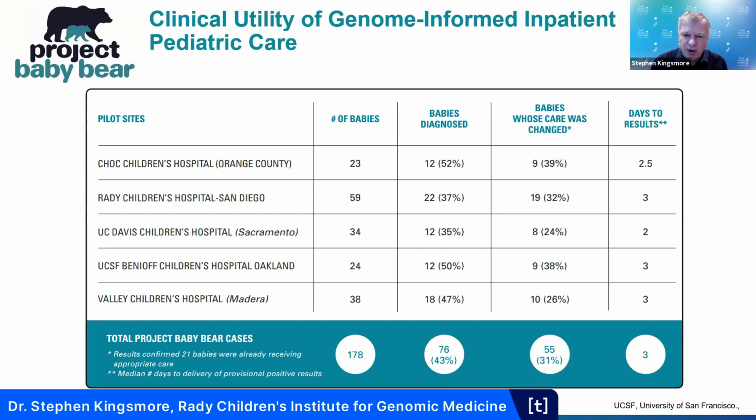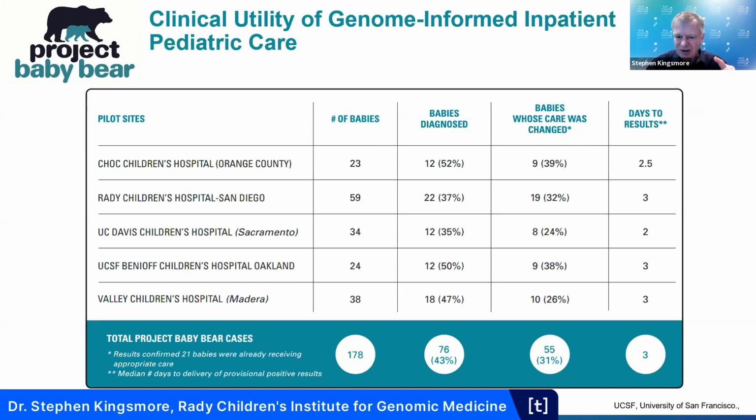Here's an example of a project where this was deployed at 5 children's hospitals in California. A total of 178 families received rapid genome sequencing. 43% were diagnosed with genetic diseases. This is exactly the scenario I was talking about on the prior slide.